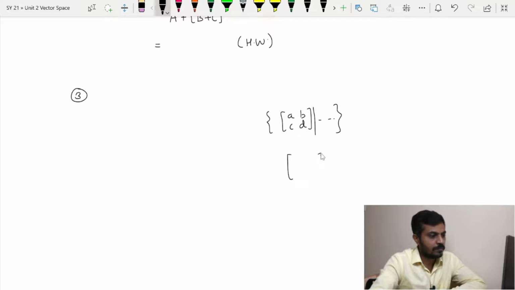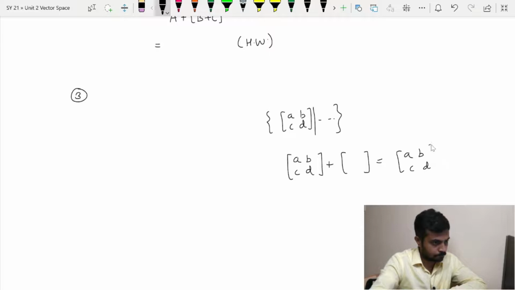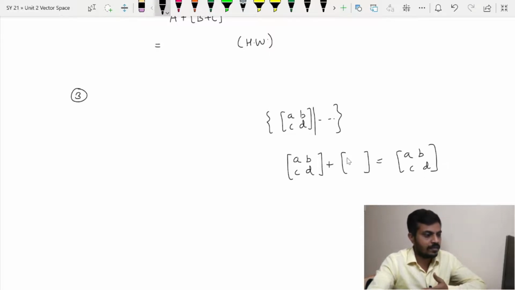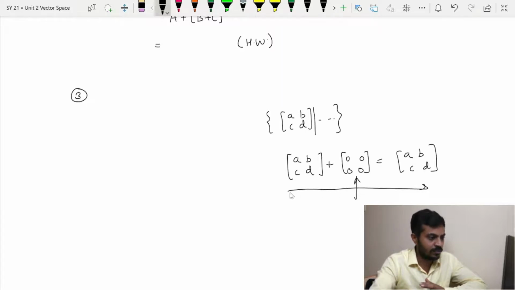Just think that suppose I have, let us say, a random matrix. I will use the same notation A, B, C, D. So after adding which matrix are you going to get the same matrix back? That is nothing but a 0 matrix. You can easily guess it. It should be a 0 matrix in fact. You cannot put any other matrix over here which will satisfy this property.